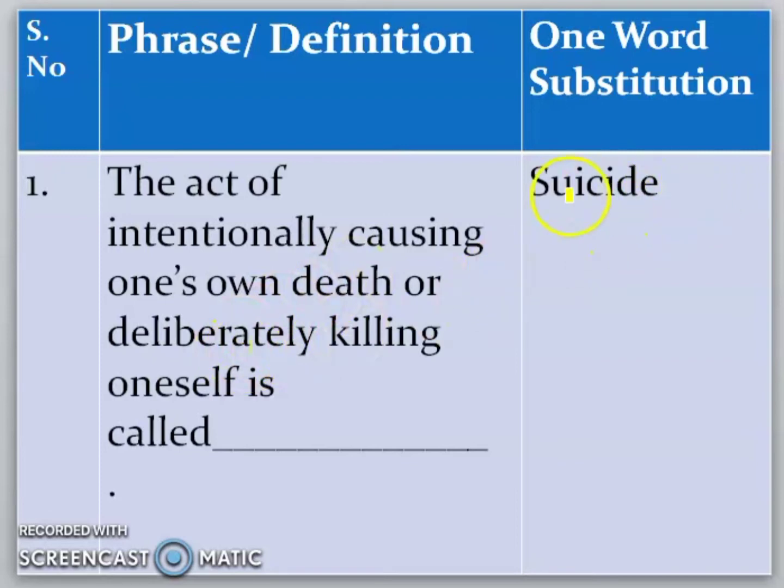Okay? One thing I need to mention here is root words are really going to be helpful for us in one word substitution, right? In this word we have cide, C-I-D-E. Let me highlight it. CIDE is serving as a root, which means to kill or killing, right? Like pesticide, genocide, homicide, and other words. Okay, so let's move to the next definition.